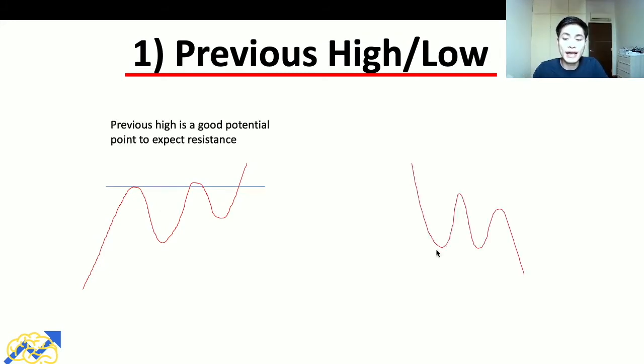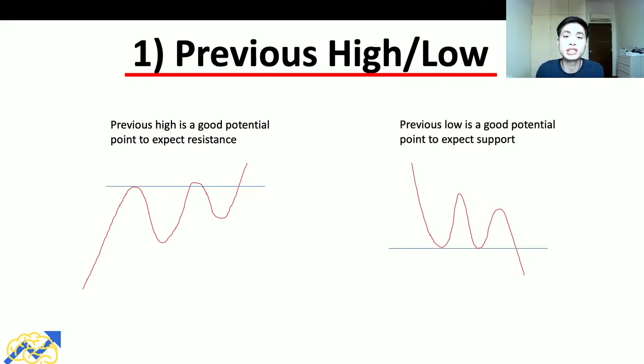When prices decline and form a new low, this new low is a potential support level. So when prices rally a bit and then decline again, prices tend to decline back to the previous low and bounce back up from there, because the previous low tends to become a new support level. So for the previous low, we can say that it is a potential support level.